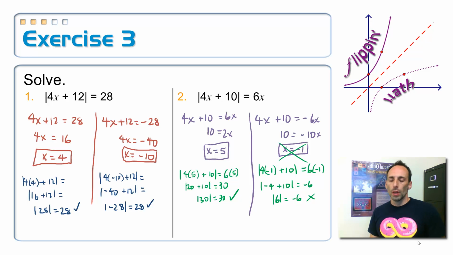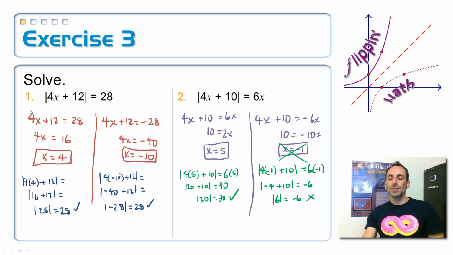Here we go. So on number 1, nothing out of the ordinary happened. You solve 4x plus 12 equals a positive 28, or 4x plus 12 is equal to negative 28. Both of those, solve them down. The first one gives you 4. The second one gives you negative 10. If you go back and check them, as you can see in blue right there, they both check out just fine. Now, what I will mention, of course, is that whenever you go to check it, you want to check it back in the original equation, not the 2 that you break it up into, the original absolute value equation.